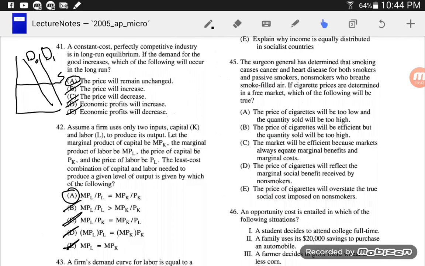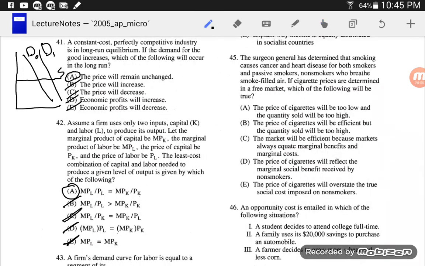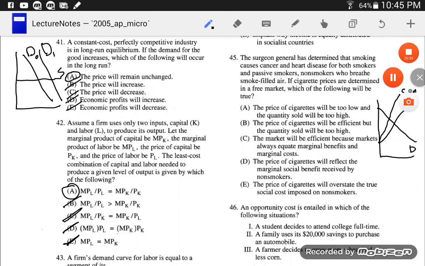The Surgeon General has determined that smoking causes cancer and heart disease for both smokers and passive smokers, non-smokers who breathe smoke-filled air. If cigarette prices are determined in a free market, which of the following will be true? Oh, nuts, we didn't do this graph in class today. But this will be the last one for this video. Essentially you have your demand and your supply. Demand is the marginal benefit and supply is the marginal cost. However, this is the marginal cost to the person who's smoking. The social cost is actually a little bit greater than that. So I'll draw it like this. Supply equals marginal social. Ooh, I hit that button. How do I make it go away? There we go. Marginal social cost.